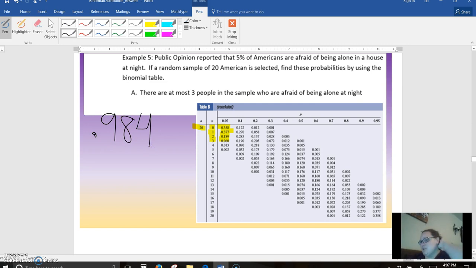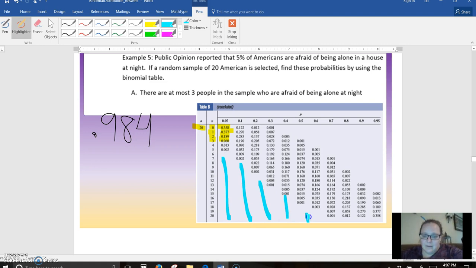I get 0.984. So that means if at most 3 people in the sample are afraid of the dark, that's 98.4% likely. Notice a couple of things. There's nothing here and nothing here. That means those are tiny. It's not 0, but they're so tiny that they can't put them on the chart. It's not worth it. And so you're not going to run into a situation like 20, 14 of the 0.05. When that situation occurs, like in the next problem, there's a little workaround.